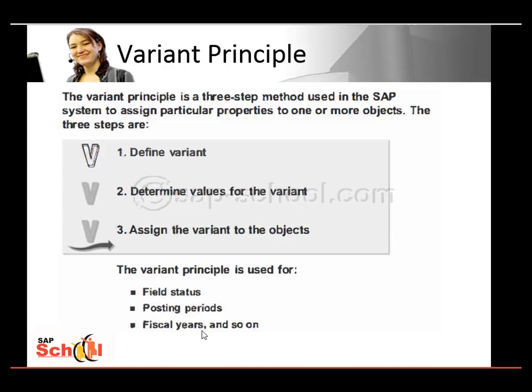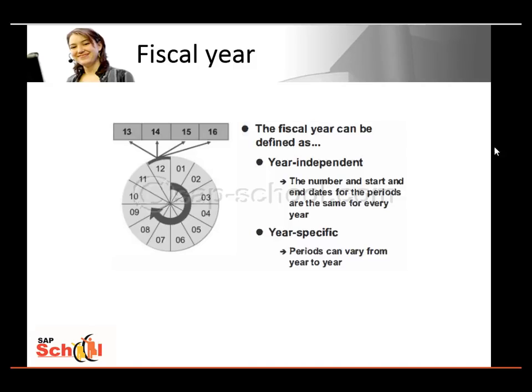So we will now see how the variant principle is applied to fiscal years. This figure shows a fiscal year that has 12 posting periods and 4 special periods. The posting periods are marked 1 all the way to 12. The special periods are marked 13 to 16.